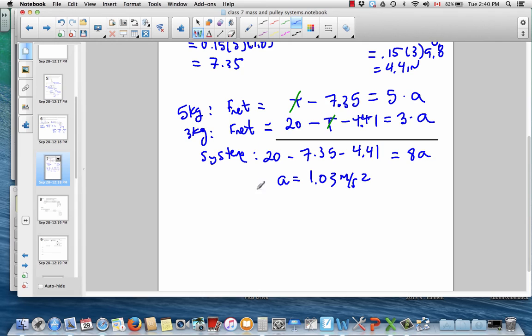And then to find the tension, you could resubstitute into either of those equations. I'll substitute into the first one. And we should get 2.2 newtons of tension. If you substituted the acceleration into the second equation, you should get exactly the same result.